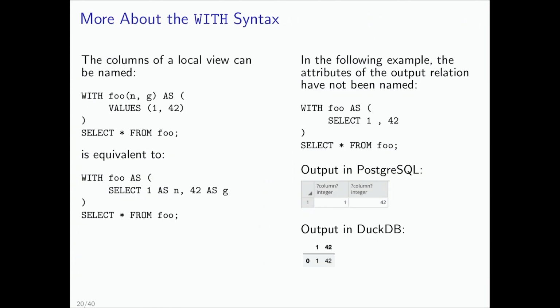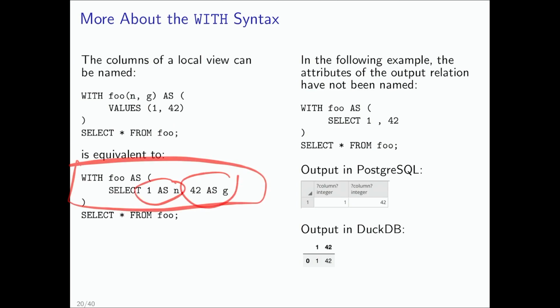Some details about that. You can name those columns. You can say something like this here. It looks a bit like a function definition, and then you say, okay, this is a view that returns a single row with values 1 and 42, and the attribute names are n and g. Then you can select that, and you get a relation with a single tuple. But you could also do it like this if you want. Select 1 as n, select 42 as g, and then you would get the same result.